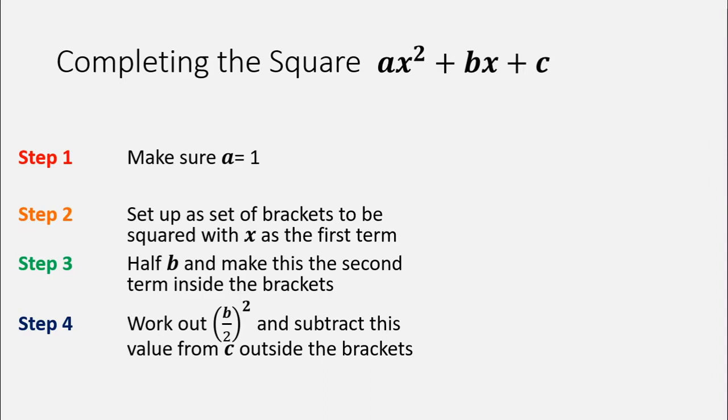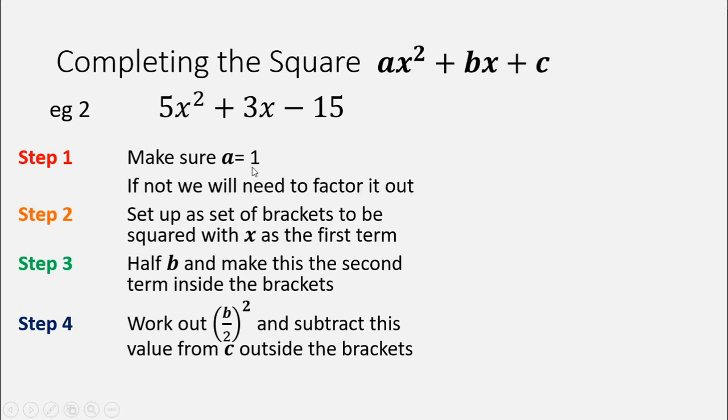Right, let's try one more example, and maybe you want to hit pause and try it on your own, but it's a little bit different. Here we've got 5x squared plus 3x minus 15. Again, the number in front of the x squared term, the a, is not equal to 1, so we need to factor it out. You're looking at these terms and you're thinking, I can divide that by 5.